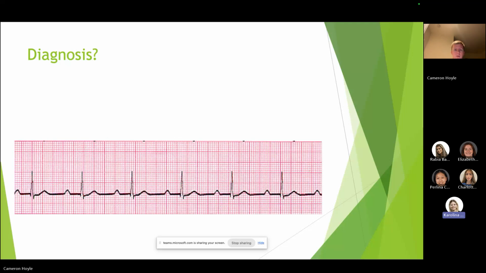So Charlotte has said first degree AV. Brill. Yes, it is first degree AV block. First degree AV block is where you just get prolongation of the PR interval. So you can see that it's slightly longer than the 3 small squares that it should be. This is about 5 small squares. So yeah, first degree AV block.